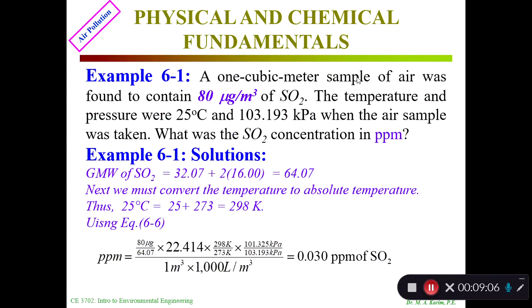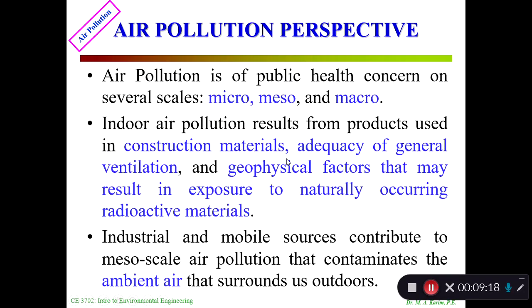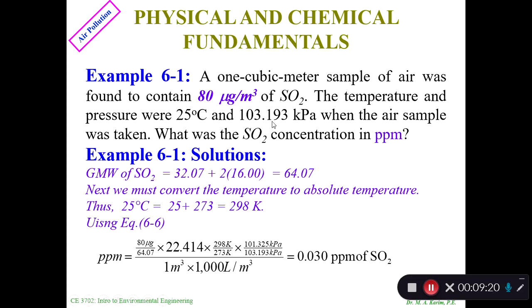Okay, so this is one of the examples where we'll see how to convert. A 1 cubic meter sample of air was found to contain 80 micrograms per meter cubed of sulfur dioxide, right? In this case, the temperature and the pressure were 25 degrees Celsius and 103.193 kilopascal when the air sample was taken. What is the sulfur dioxide concentration in ppm?